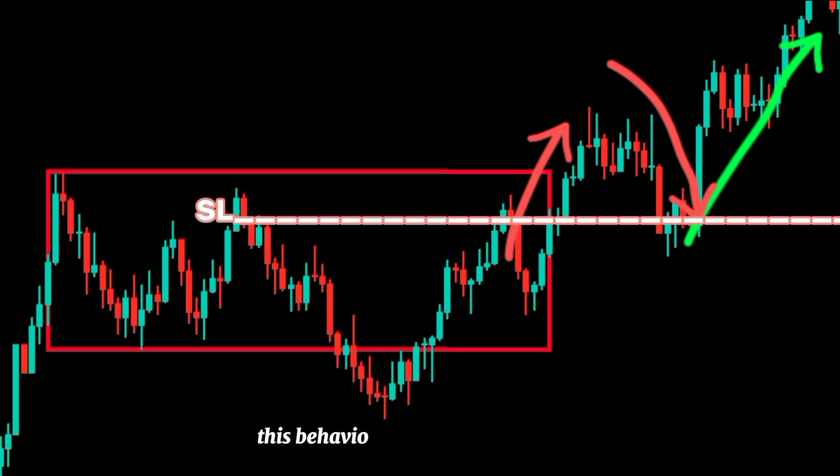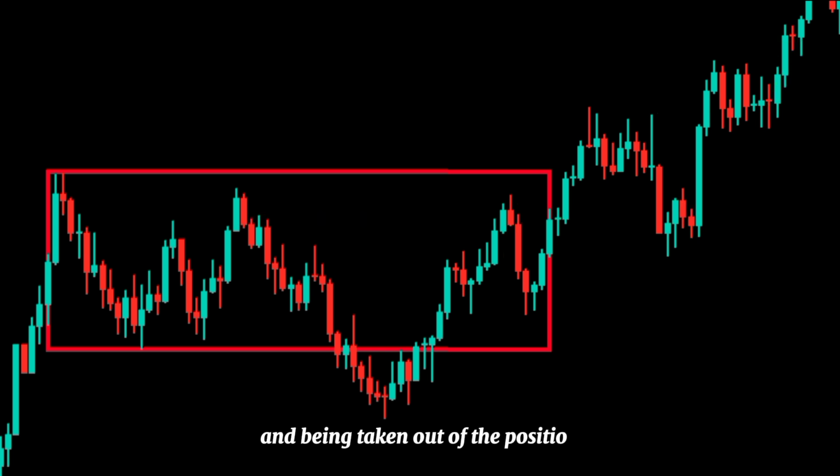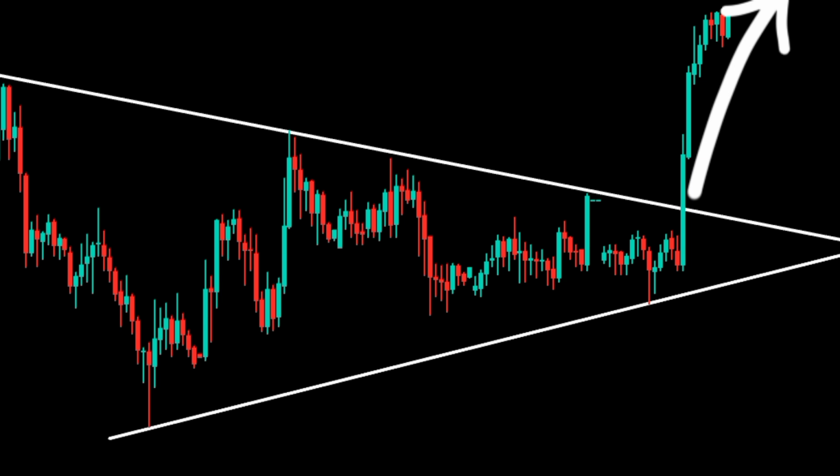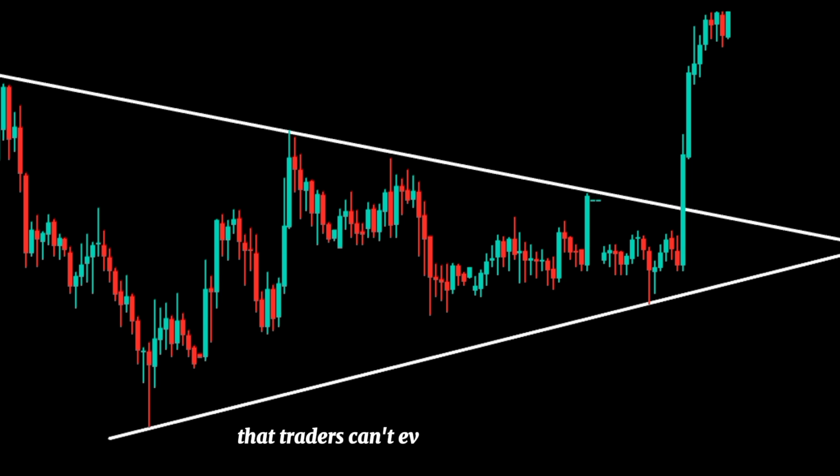This behavior can break your heart because you not only lose your trade, you can also see the price going in your target direction after losing the trade and being taken out of the position. The third way of breakout is this one that breaks out with very high volatility. It's so fast that traders can't even get into the trade before it breaks out, and this is the type of breakout that gives traders a fear of missing out when it happens. It does not wait for any trader.